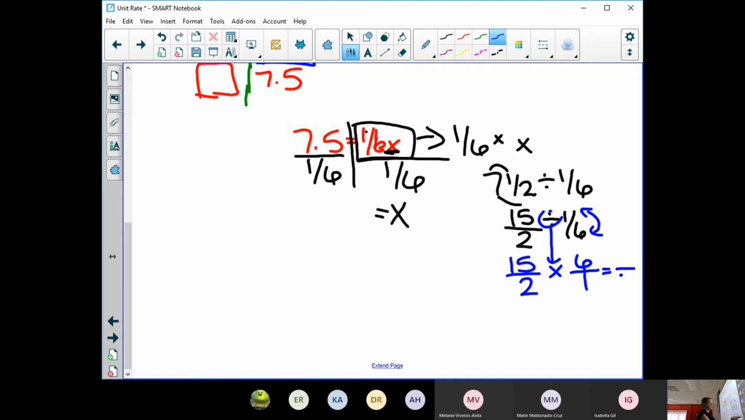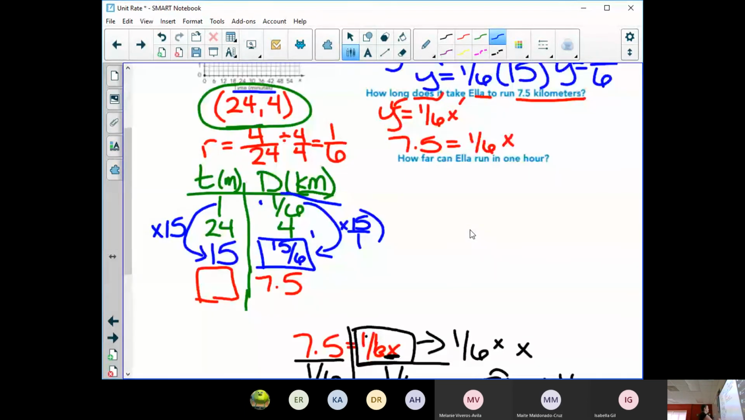So 2 times 1 on the bottom is 2. 6 times 5 is 30. Sorry. Carry my 3. 6 times 1 plus 3 gives me 90. And I can simplify this. So 90, I know half of 90 is 45. So 45 minutes equals my x.